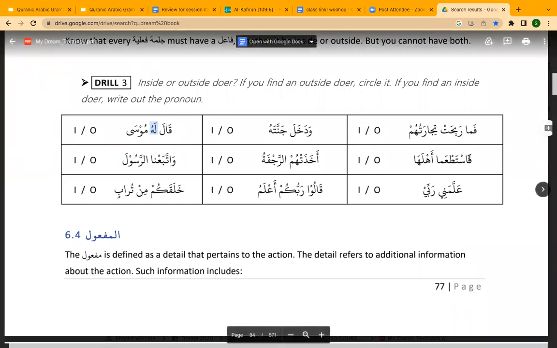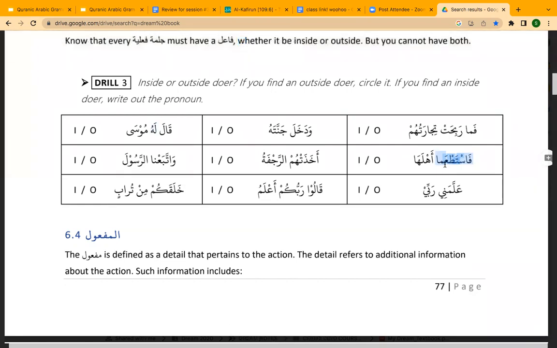Now come to this one. Forget about fa. Fa we have not done, so I'm not going to even go there. Istata'ama. What do you think about this word? What does it look like by its end? It looks like a fail, and it looks like a dual fail. Do you see a doer here? I'm not talking about an outside doer. Listen to my questions carefully. Do you see a doer?